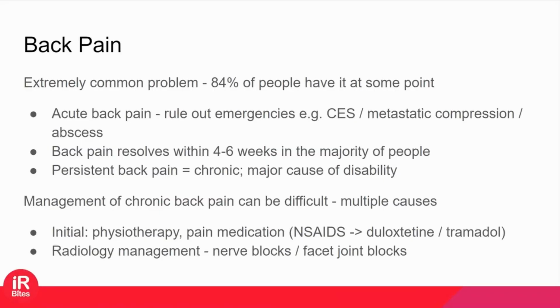You've probably heard about nerve blocks, they're called epidural blocks, or facet joint blocks, so injections into the facet joints and the joints between the vertebra. Those are two of the main things where radiology has an input in patients with chronic back pain. Next slide, we'll talk about injections into the nerve root.